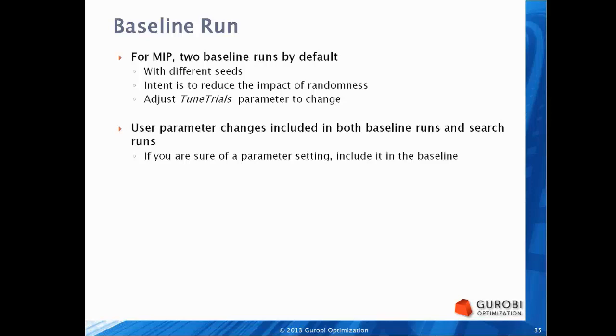And if you think my model is not that unstable, then you can reduce the tune trials to 1. If you think it's an unstable model, then you can set it to a bigger number, for example 5. And then you can use parameter changes that are included in the baseline run and search runs. For example, if you don't like a violation that is too big on an integer variable, you can set the integer feasibility tolerance to 10 to the minus 9. Then when it searches, it will always use the tolerance equal to 10 to the minus 9.